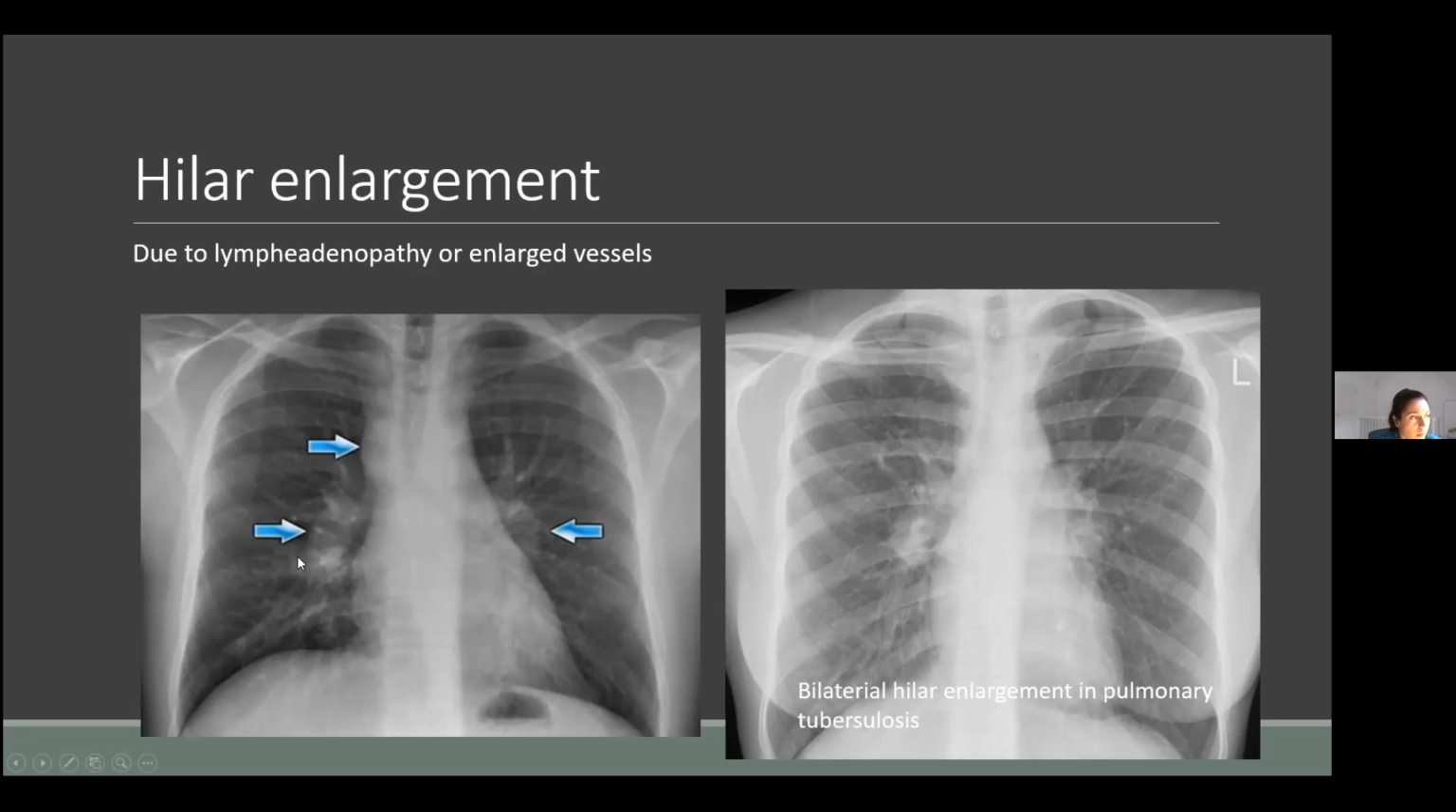Also look at the hilus in relation with the mediastinum. If you can see focal enlargement of one side of the mediastinum, it can also suggest enlarged lymph nodes in more proximal stations of the mediastinum.